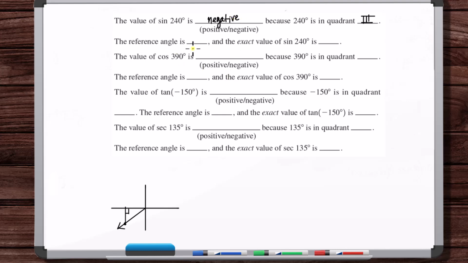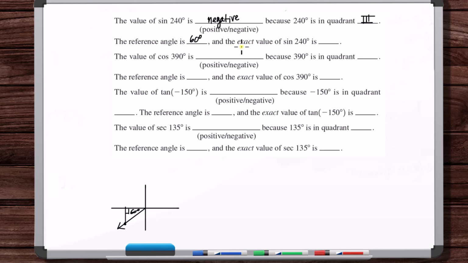Okay, the reference angle is blank, and the exact value of sine of 240 is, so what's the reference angle? The reference angle is this angle, and that would be what? Well, we go from 180 to 240, so what's 240 minus 180? That's 60 degrees. So the reference angle is 60 degrees. For all these problems, because they're asking for the exact value of the sine of 240, we don't know the side lengths, right? So we can only calculate, they're calling it exact value.